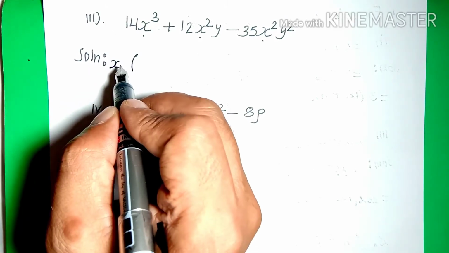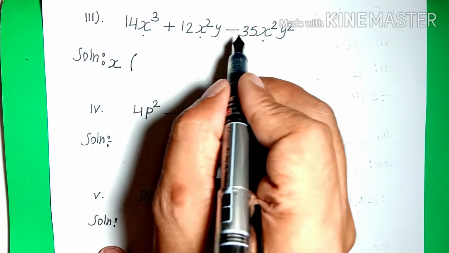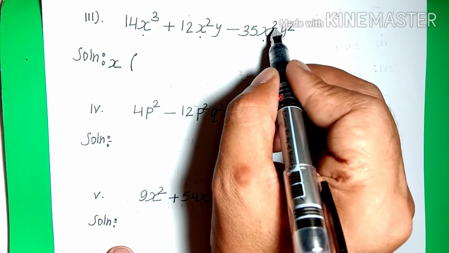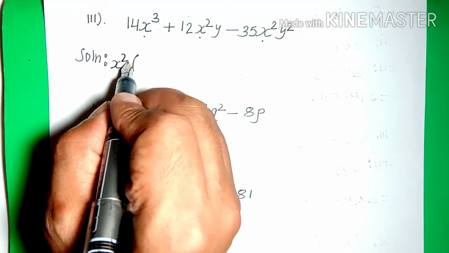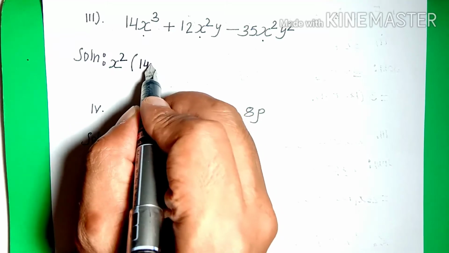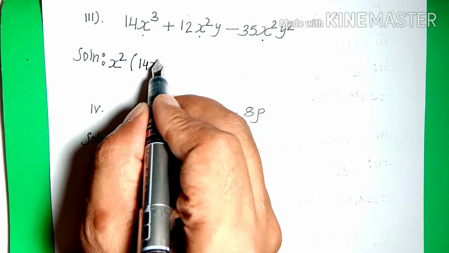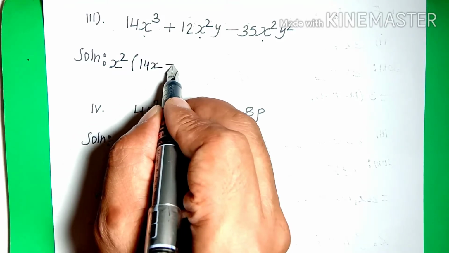While taking the variable as the common factor, what we used to do is check the least power. So here the least power is 2. So x square can be taken common. Then we are left with the constant value 14. Now the variable x will be left. 3 minus 2 will be 1. The power 1 we don't need to mention there.